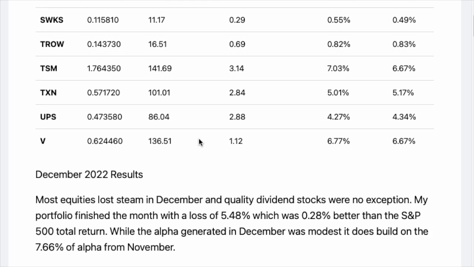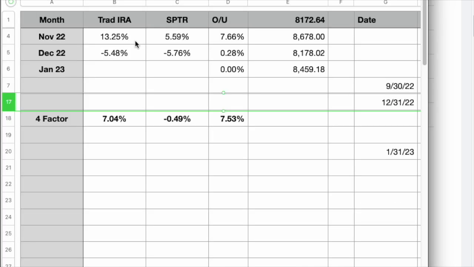And while the alpha generated in December was modest, it does build on the alpha that was generated in November, which was pretty substantial at 7.66%. In November, my portfolio was up 13.25% versus a return of 5.59% for the S&P 500. And in December, it added 0.28% more of alpha. So the combined return for November and December for my portfolio is 7.04% versus a loss of 0.49% for the S&P 500, which means the portfolio is 7.53% ahead of the S&P.